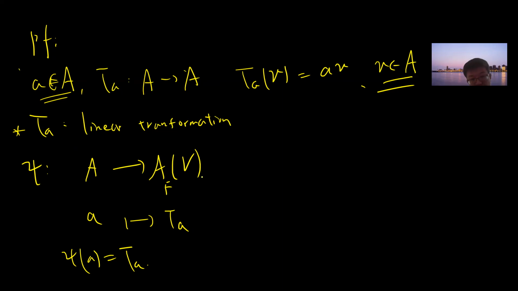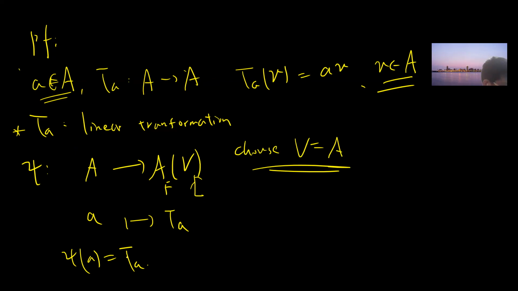You might ask what this vector space V is. I didn't tell you about V, but by definition you can just choose V to be A itself. Then psi(a) is just T_a, which is definitely a linear transformation over this algebra.